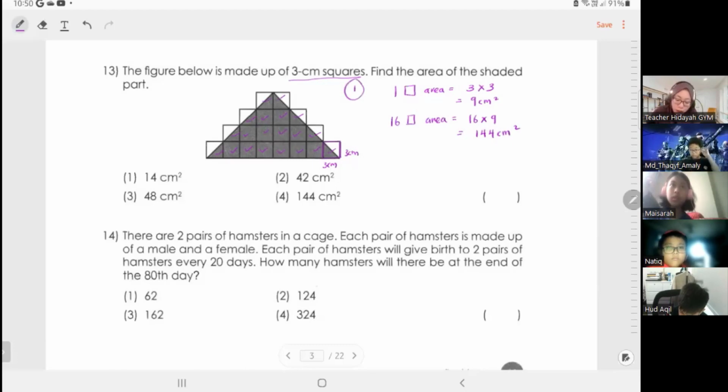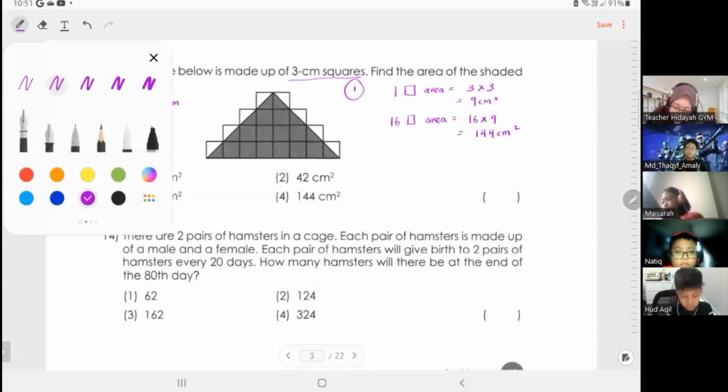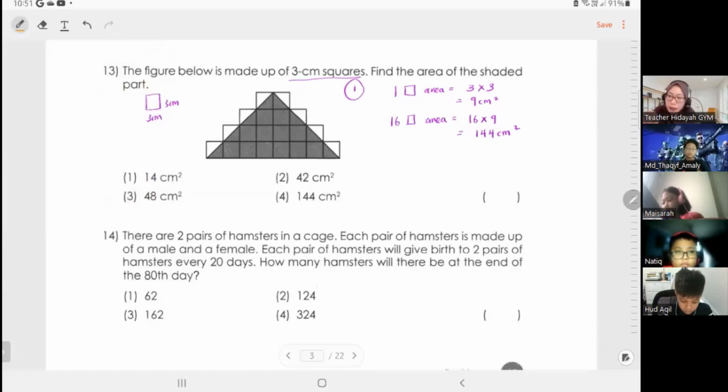All right, now I'm showing you method number 2. You know that each side of the square is 3 cm. Let me just put it down here so you will not get confused. Side of the square is 3 cm. So let's look at the figure again and identify the base and the height. The area of the shaded part, the area of the triangle, because the shaded part is a triangle, right? So half times base times height. We need to identify the base and the height. This is the base, okay?